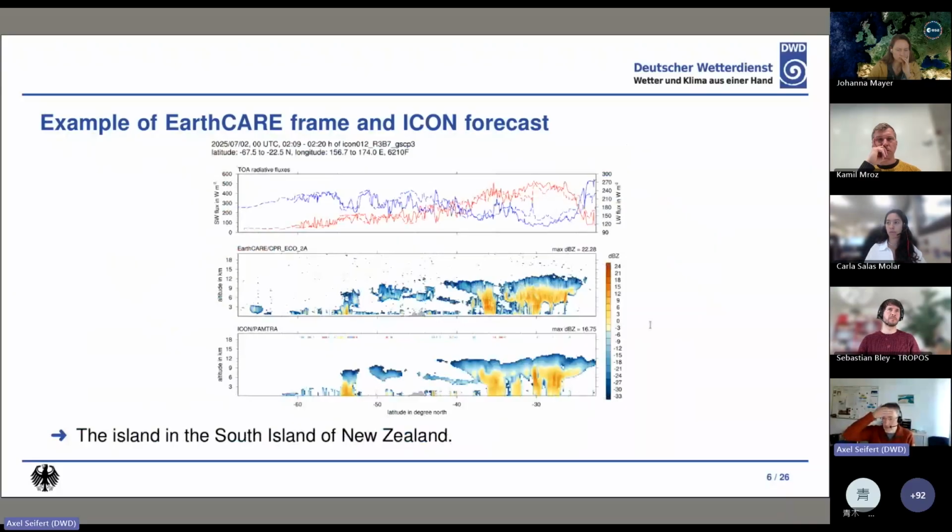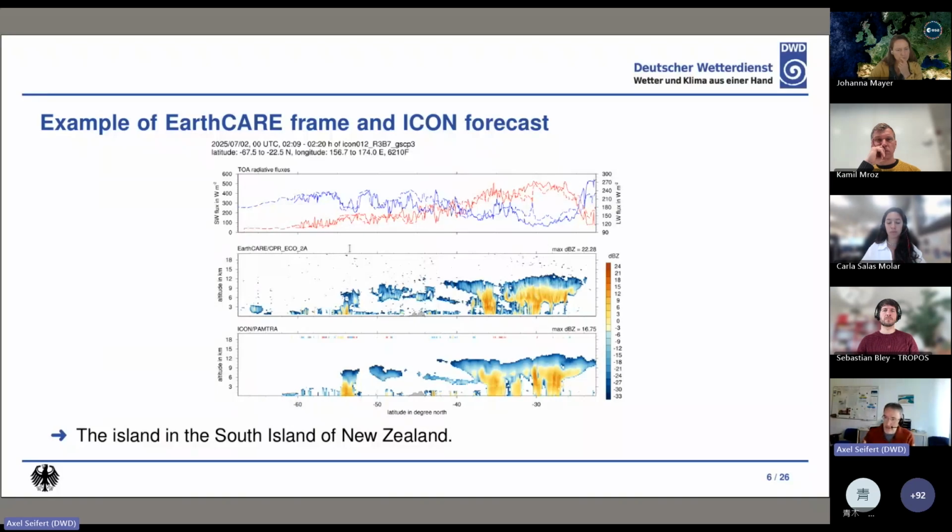This is to show you an EarthCARE frame and how it compares with ICON, just randomly selected. Here we see radar reflectivity to give you an impression how the clouds look from EarthCARE and from ICON with a PAMTRA forward simulation. And in the top figure, you see the corresponding radiative fluxes with longwave in blue, axis to the right, shortwave in red, axis to the left, and the solid lines are EarthCARE, dashed lines are ICON.